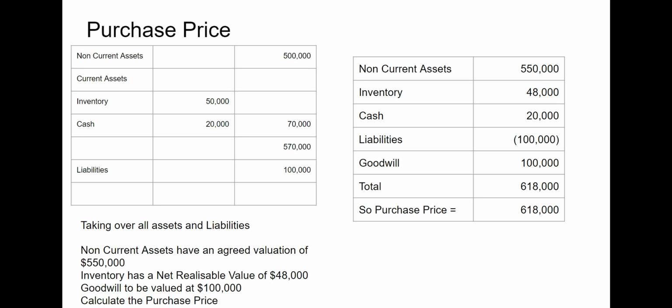Cash straightforward. Be careful with cash. Sometimes in an exam question, the cash stays with the owner of the existing company. But here, the cash is part of the assets and the liabilities, so it's part of what has been purchased. Liabilities, take those off. And then in this question, we are told the agreed valuation on the goodwill. So the purchase price of the company is assets, take liabilities, add the goodwill, and it comes to $618,000.